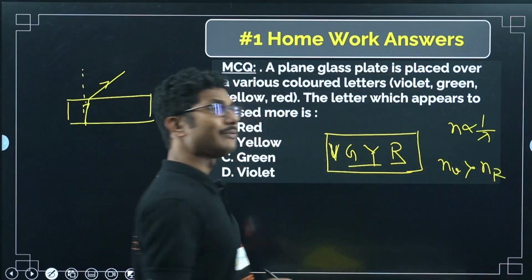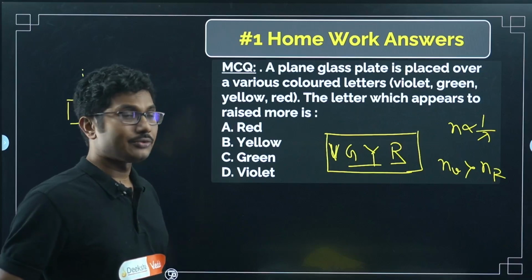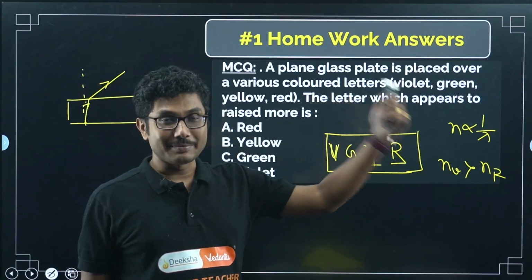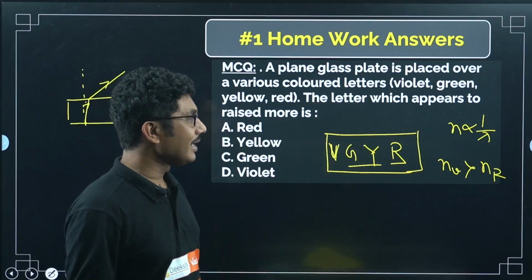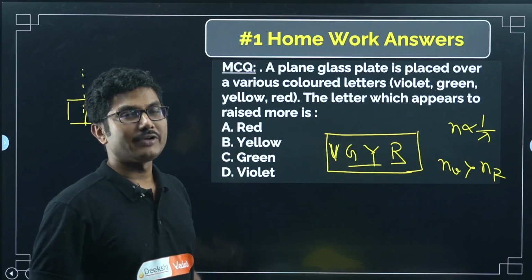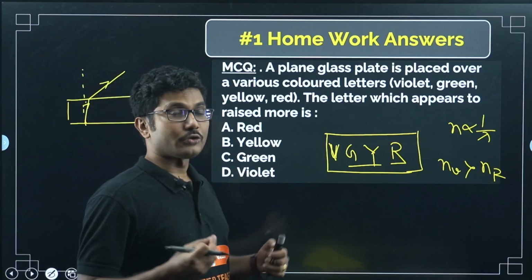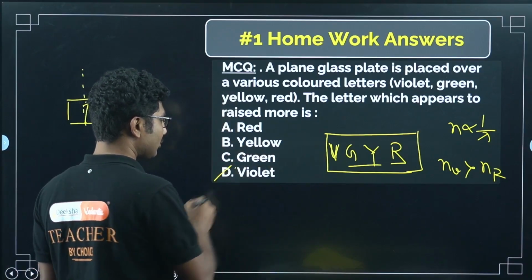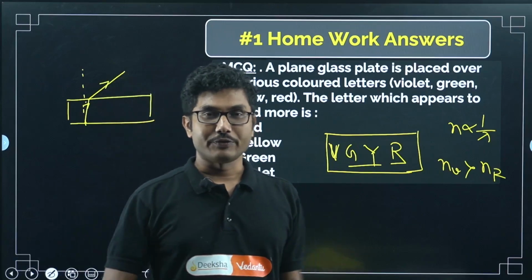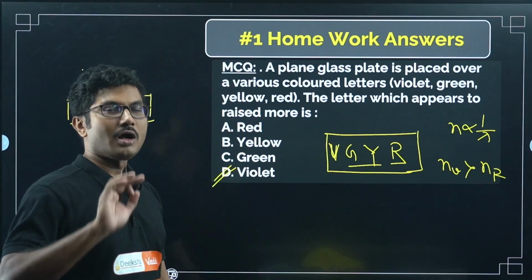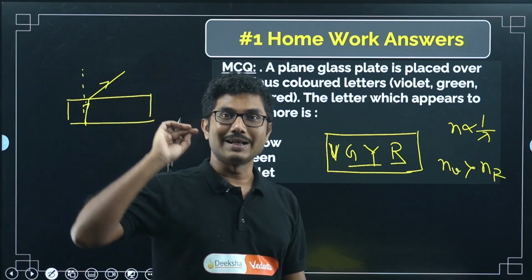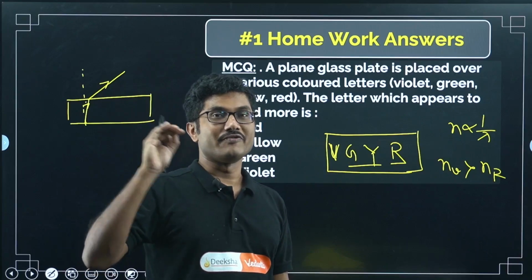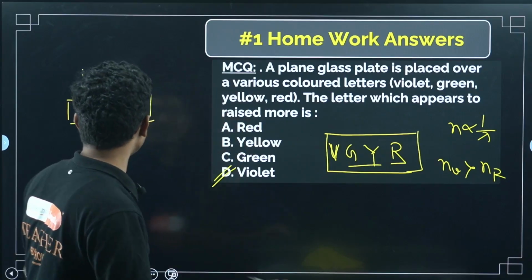These two colors are in between, so we don't even need to consider them. Violet and red we need to consider. Red is at the extreme end, violet is on this side. So violet will have the highest refractive index, so it will appear to be raised more than any other color. So the correct answer is option D, violet. If you have marked red, then you are wrong. The color for which the refractive index is less is red. The one that bends more will be violet, and it will appear to be raised up.